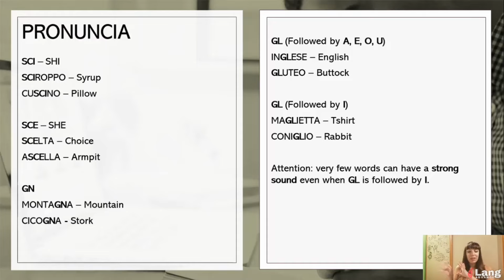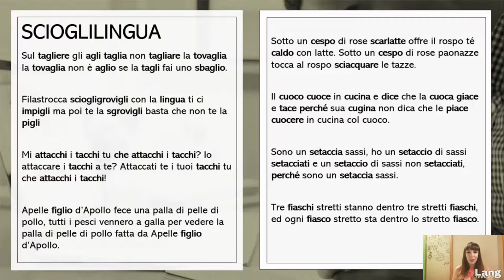99% of the time when GL is followed by I, the sound will be like in maglietta and coniglio. As it's written in my file, we also have very few words that can make a gli sound. So when GL is followed by I, they can still produce this strong sound, but there are really very few words, and I'm not going to confuse you today with more strange Italian rules. So let's skip immediately to the scioglilingua.